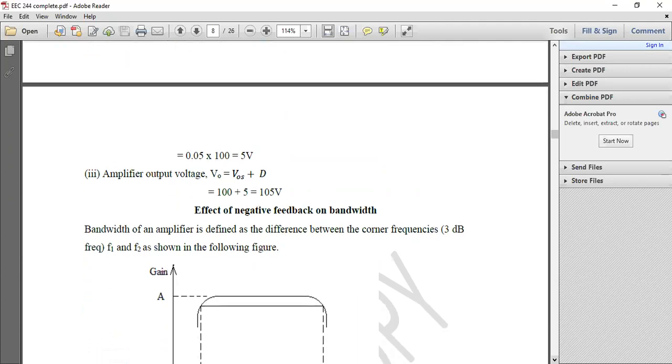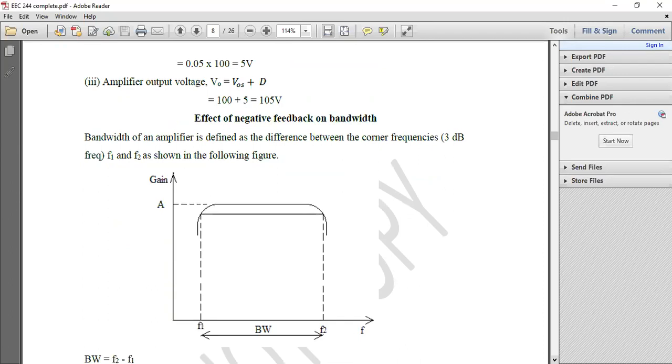Then number 3, we are told to calculate amplifier output voltage. Amplifier output voltage is equal to V output plus D. That is output signal voltage plus distortion voltage. That is 100 plus 5. And the answer is 105.